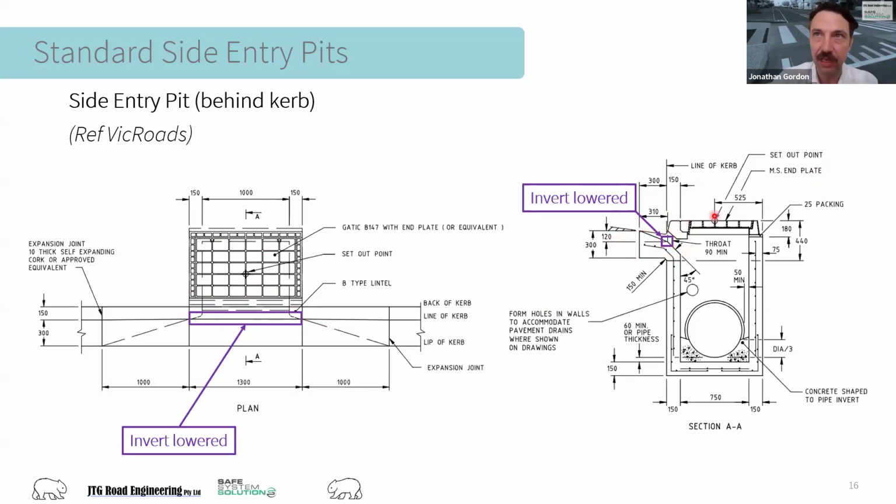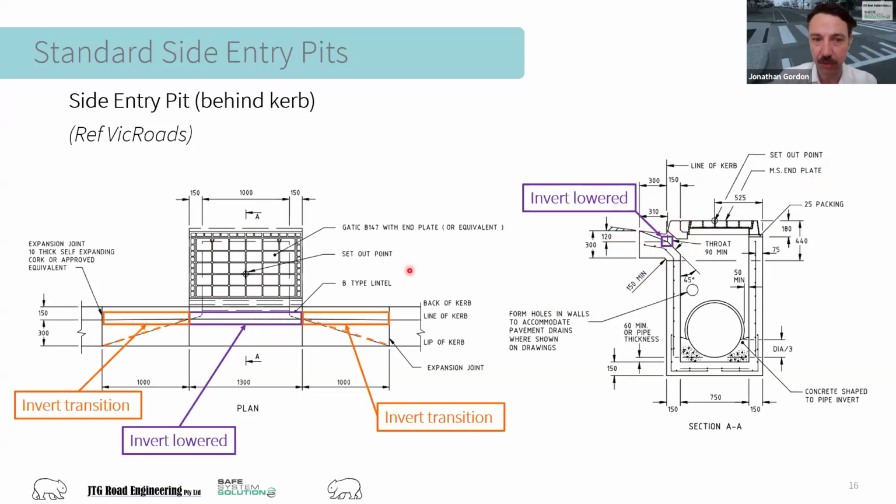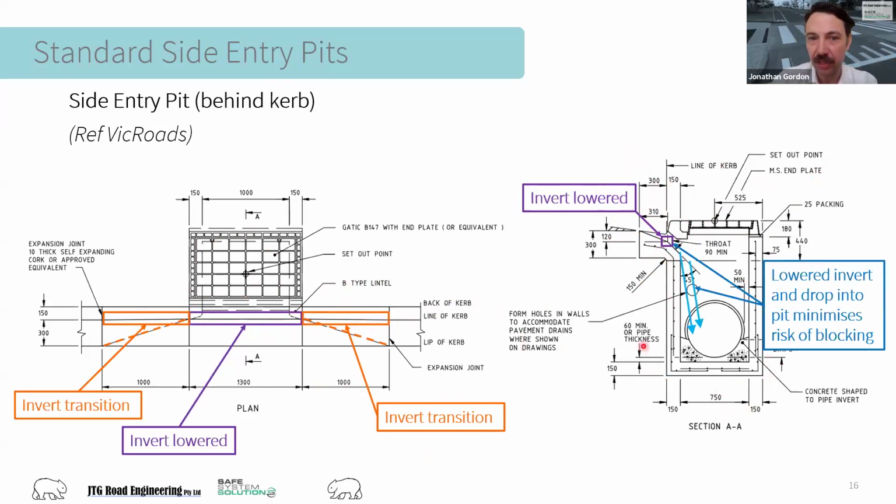And to get to that lower invert, there's what's called a transition length or transition in the curb invert. That's where it pushes down from typical curb invert level here to the throat invert. That has the added benefit of rushing water towards the pit as well. And that all adds together to why side entry pits are a fantastic piece of drainage infrastructure, because that lowered invert and the drop into the pit means that they sort of self-flush and they self-clean very well.